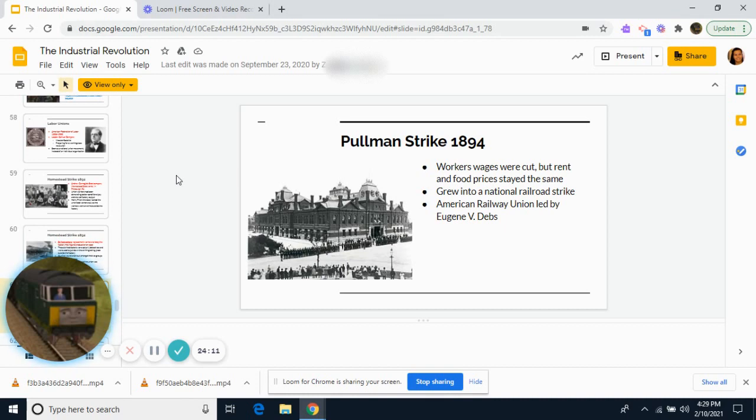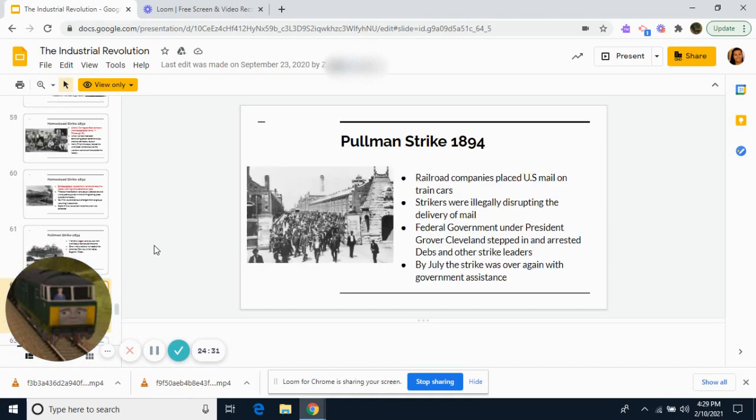Pullman Strike, 1894. The workers' wages were cut, but rent and food prices stayed the same. It grew into a national railroad strike led by the American Railway Union under Eugene V. Debs. Railroad companies placed U.S. mail on the train cars.